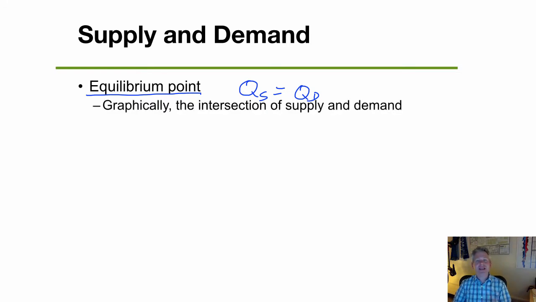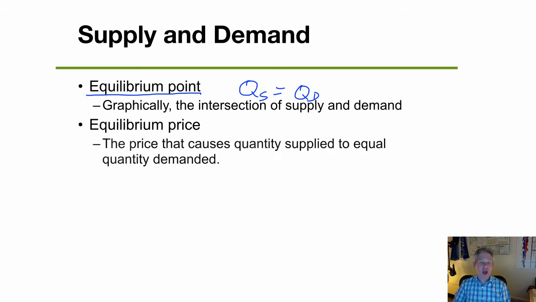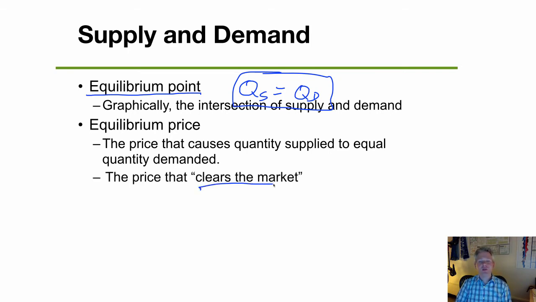So graphically, this happens at the intersection of the supply and demand curves, all right? The equilibrium price is the price that causes quantity supplied to equal quantity demanded, all right? If the price is too high, this won't be true. If the price is too low, this won't be true. So the equilibrium price is the price that causes quantity supplied to equal quantity demanded. All right, so it's the price that sometimes we'll say clears the market.